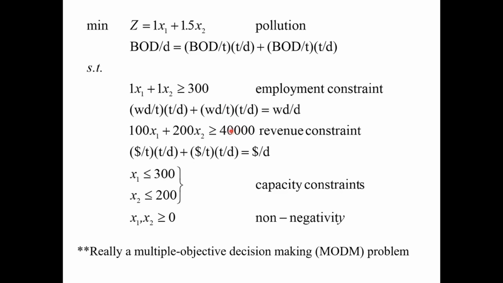We need a revenue of $40,000, so we have 100 x1 plus 200 x2 has to exceed $40,000. Again, the dollars per day on the right is equal to the dollars per day on the left. We have capacity constraints, which we haven't mentioned yet. X1 is less than or equal to 300, X2 less than or equal to 200, and X1 and X2 have to be non-negative. Now, in reality, this problem is a multiple objective decision-making problem, but we won't get into that.